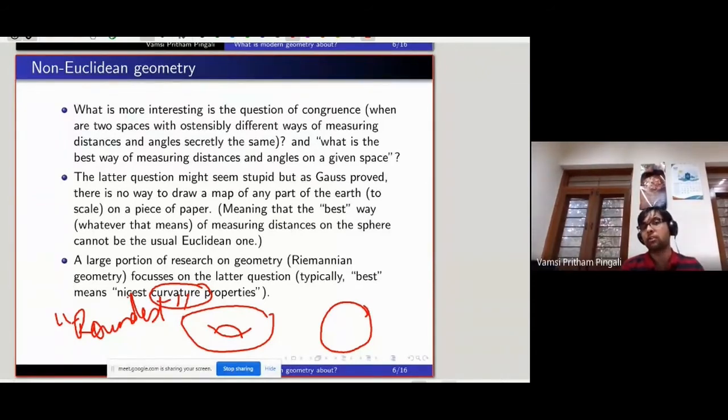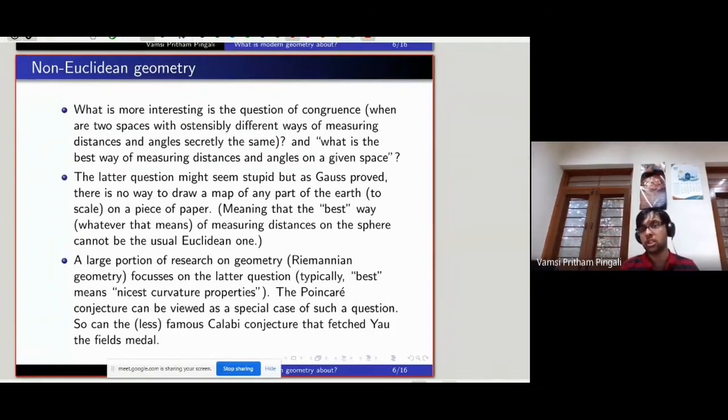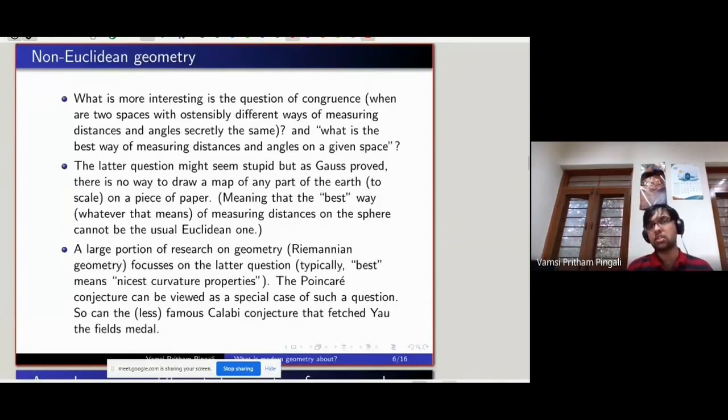So that is the kind of question one tries to answer. I know this is not very clear, but we don't have much time, but I'll try to make at least a part of this a little clear. The Poincare conjecture, for example, if you've heard of it, is a special case of such a question. So is the Calabi conjecture that fetched Yau the Fields medal. These sorts of questions typically boil down to partial differential equations, and this is, by the way, what I do: study partial differential equations that arise precisely out of this question.